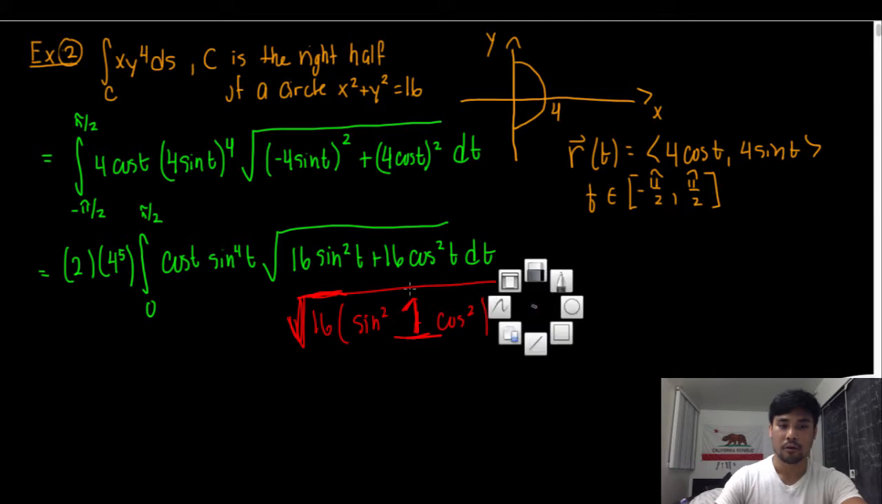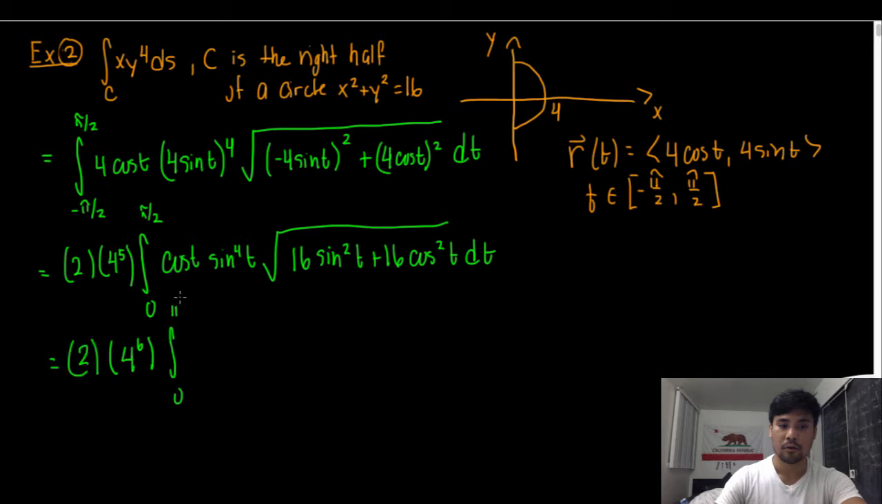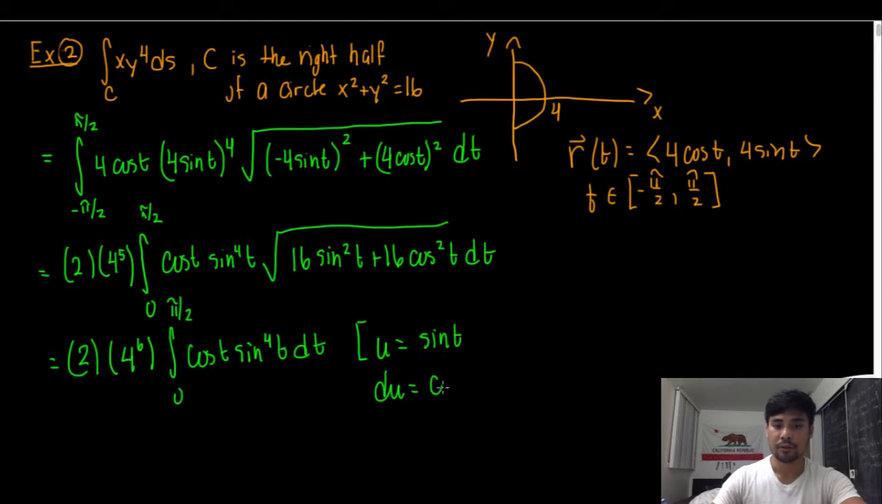So I'm going to go ahead and erase this. So we'll get another factor of 4. 4 to the 6th this time, times the integral from 0 to pi over 2 of cos t sine to the 4th t dt. Okay, this calls for a u substitution. We'll let u equal sine t, so du is cosine t dt. So this factor of cosine, or 1 over cosine, will cancel out this cosine here.